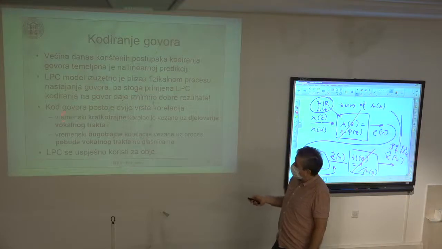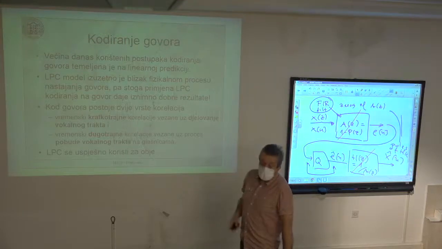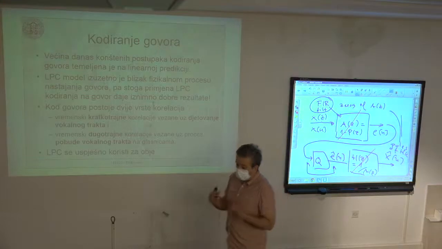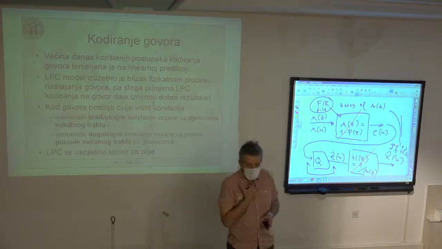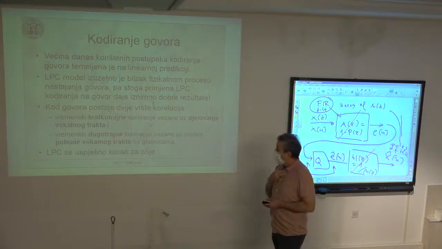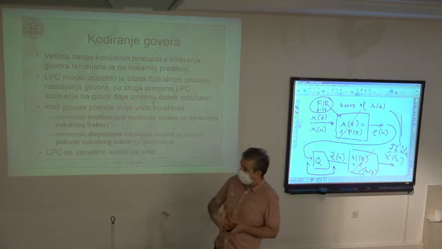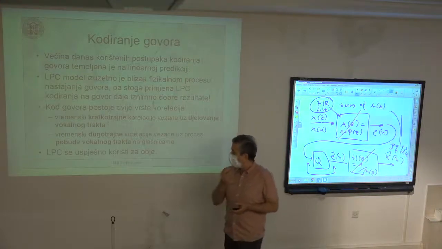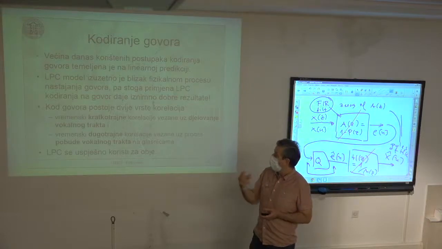Differently from the short-term correlation, we have long-term correlations. And these are related to excitation of the vocal tract. This excitation is due to vibration of the vocal folds. So the glottis, or vocal folds, are vibrating in the airstream that passes from your lungs through the glottis area, through the vocal folds, into the vocal tract.